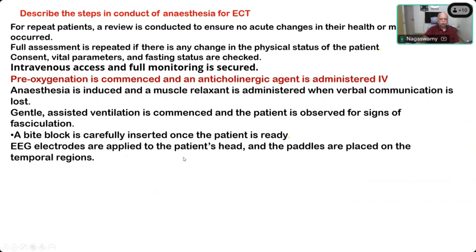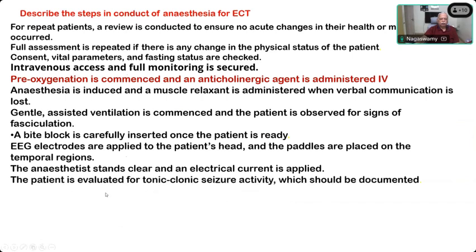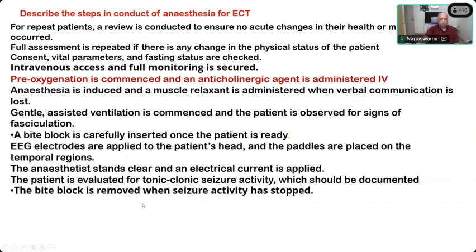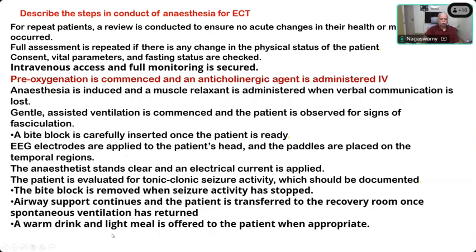The electrodes are applied to the patient's head and the paddles are placed on the temporal regions. Anesthetists and other people should be away when the current is being applied. The patient is evaluated for tonic-clonic seizure activity. The bite block is removed when seizure activity has stopped. Airway support continues and the patient is transferred to the recovery room once spontaneous ventilation is returned. A warm drink or light meal is offered to the patient when appropriate and they are fully conscious with all the reflexes intact.